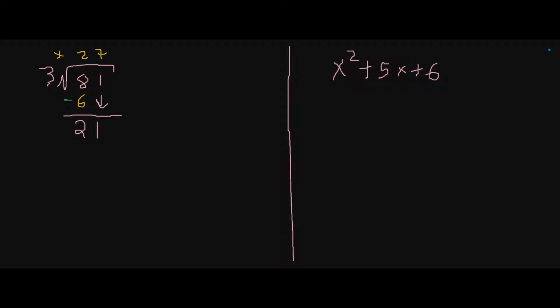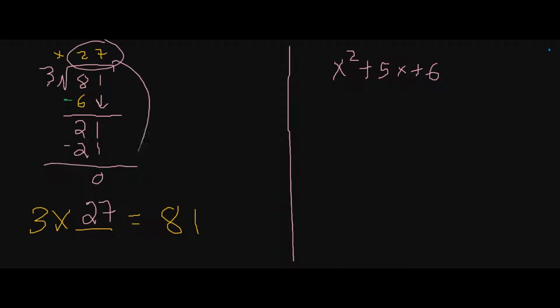Okay. And now we just complete this problem. Well, what is 3 times 7? That gives me 21. And now we can subtract these, and we get a remainder of 0. Therefore, the original problem, really what we were trying to figure out is 3 times what gives me 81. And by using long division, that basically means 3 times 27, right? That's the number we got up here. And that means 3 times 27 is equal to 81.